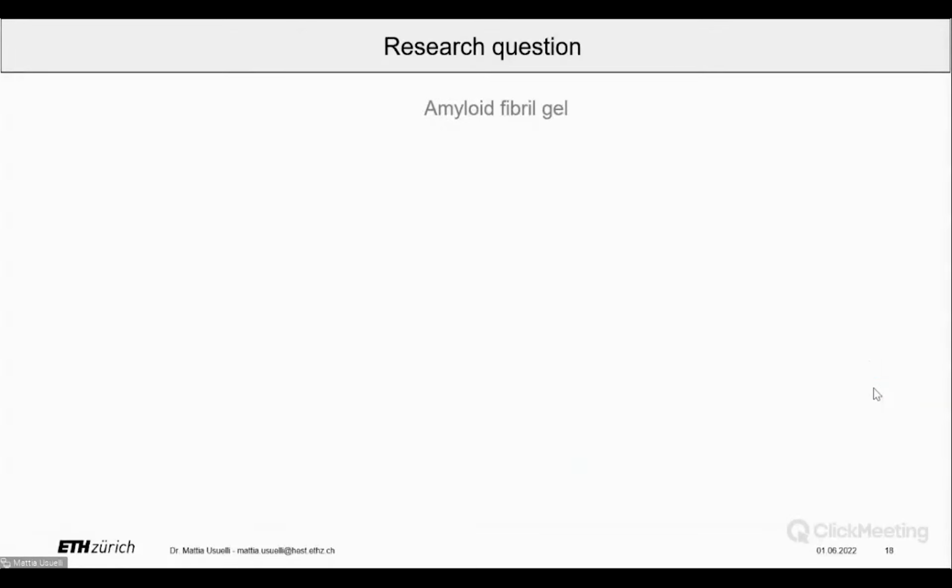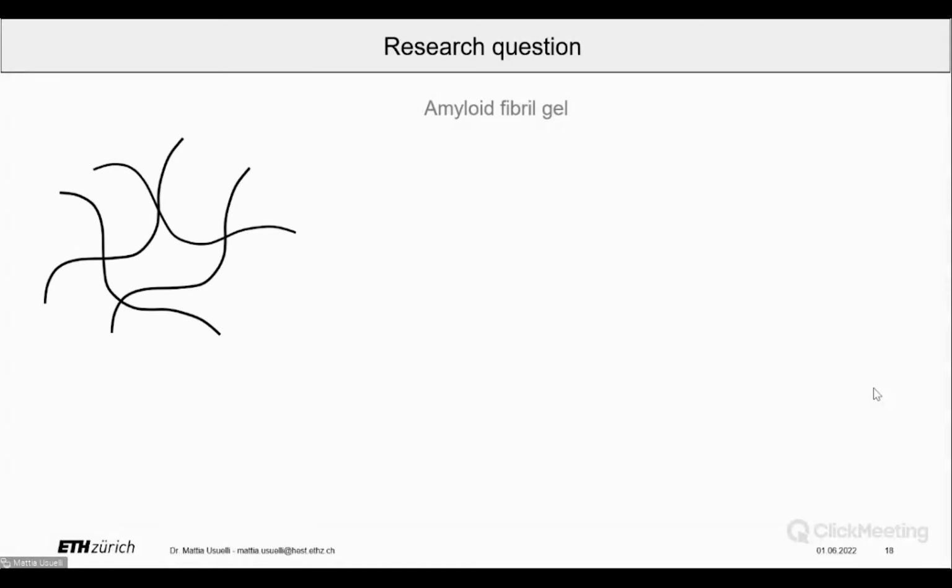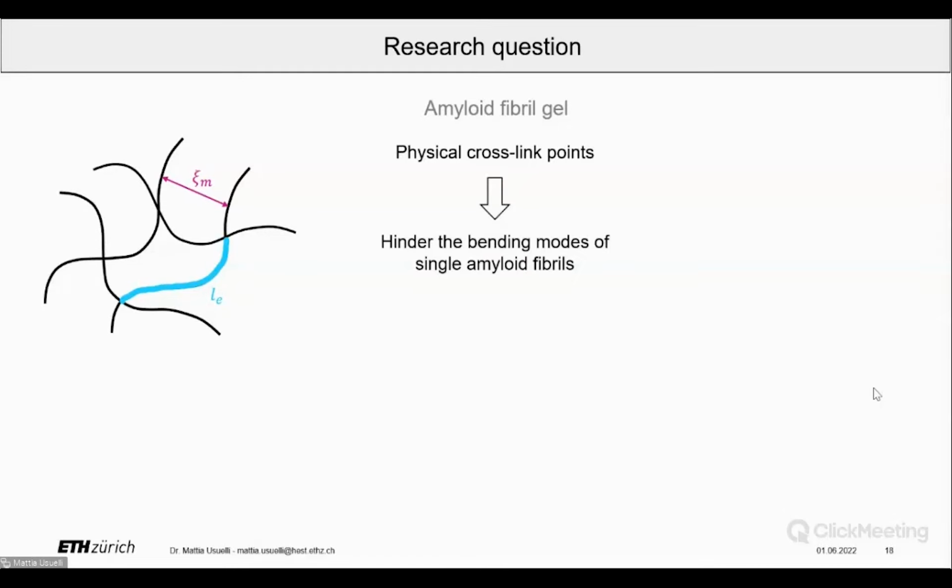What was the research question that inspired this work? So here is our amyloid network with a specific value of the mesh size. There is also a very important quantity that is called the entanglement length. That is basically the distance that I have to travel on a single fibril between two different entanglement points. We see that if we add salt to the system, we transform these entanglement points into long-lived physical crosslinks.